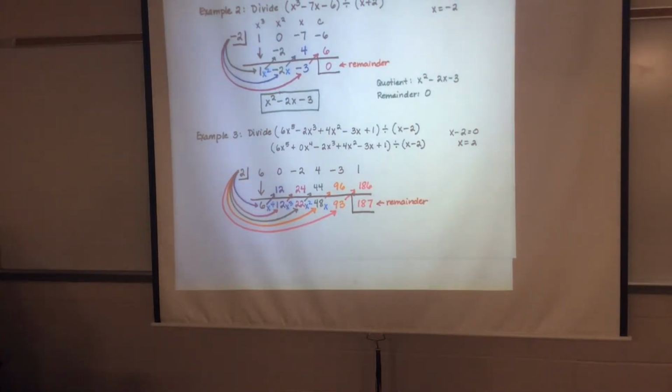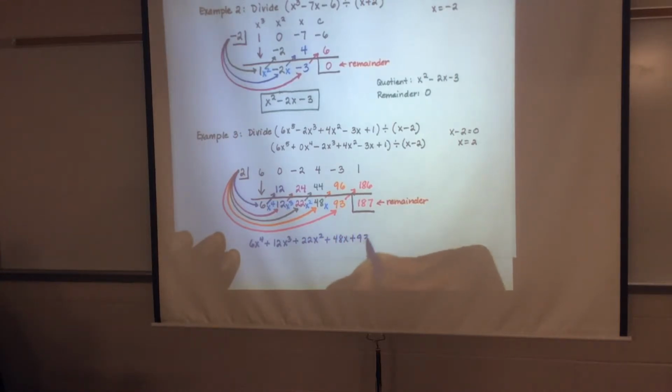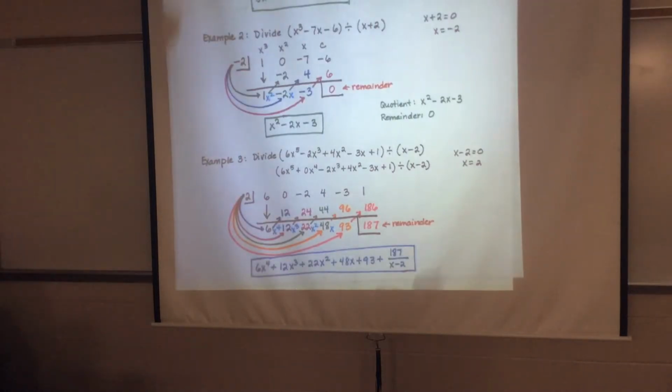So in this case here, the quotient and the remainder for this particular division problem will end up being 6x to the 4th plus 12x cubed plus 22x squared plus 48x plus 93 plus the remainder of 187 divided by x minus 2. Okay, so that would be the final answer to that particular problem.